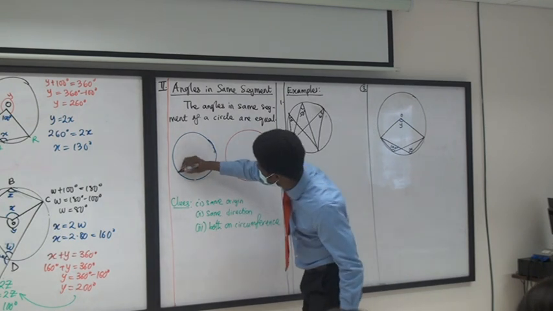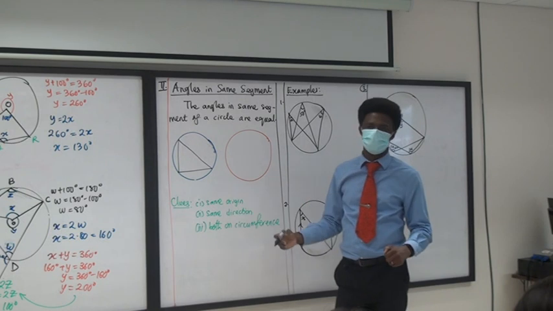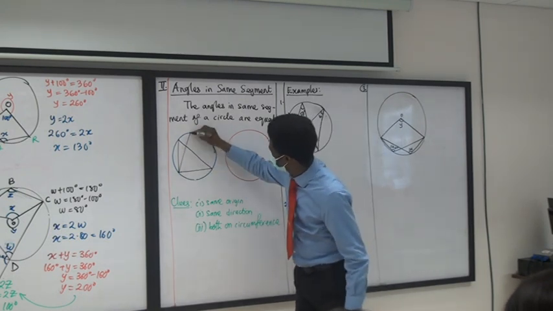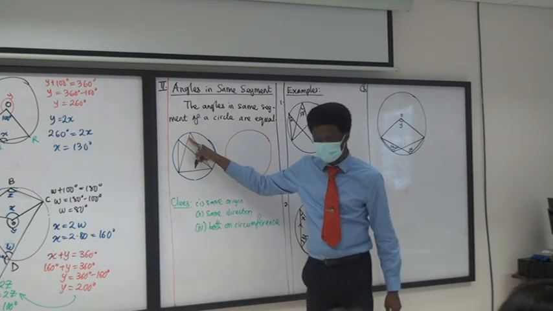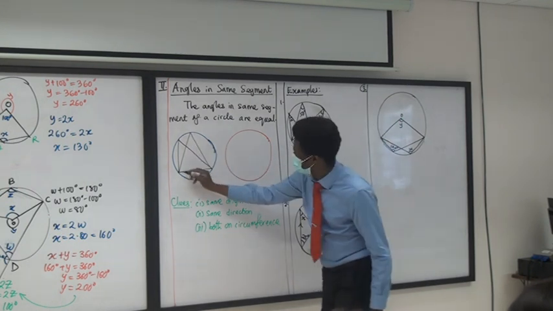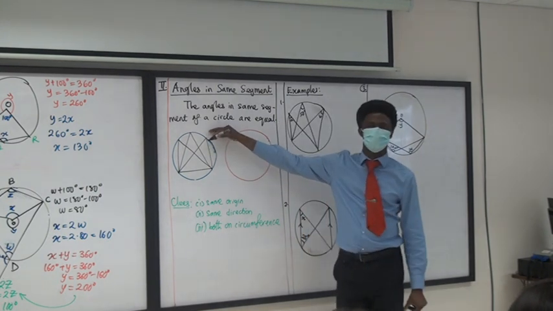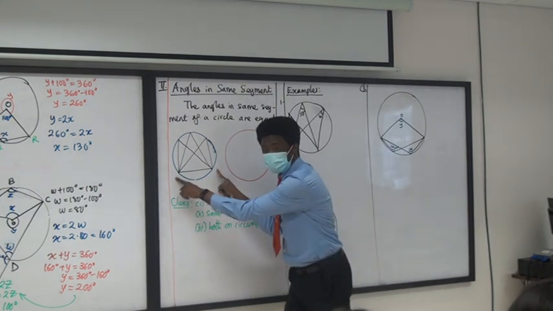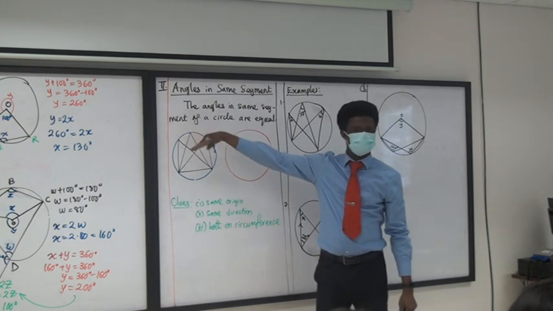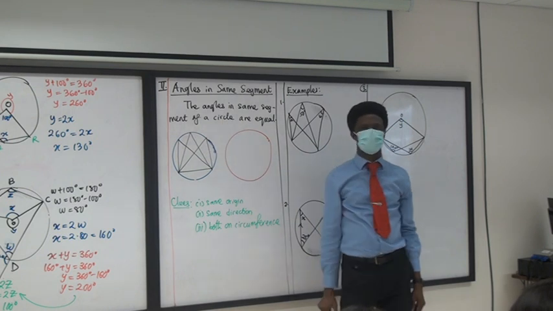By that I mean, if I join this to this and I form maybe angle 40, if I move this here back to this place, this must also be 40. Okay? If I do another from here back to this place, this must also be 40. As long as they have the same source and they are all in the same segment, the angles at that circumference must always be the same value.